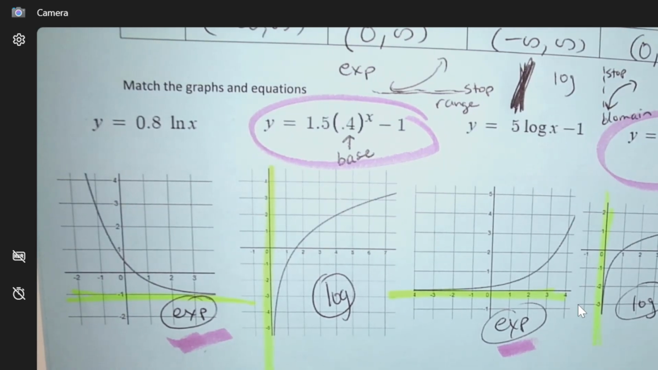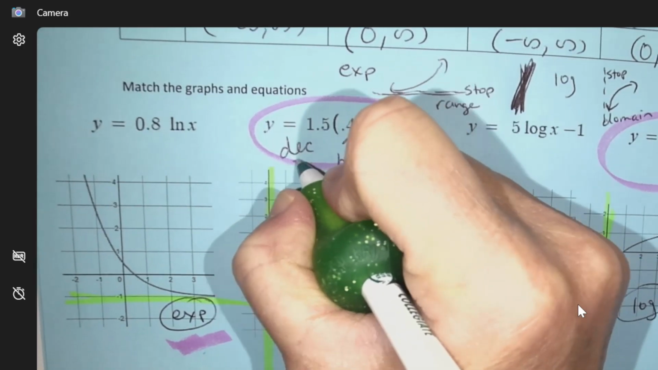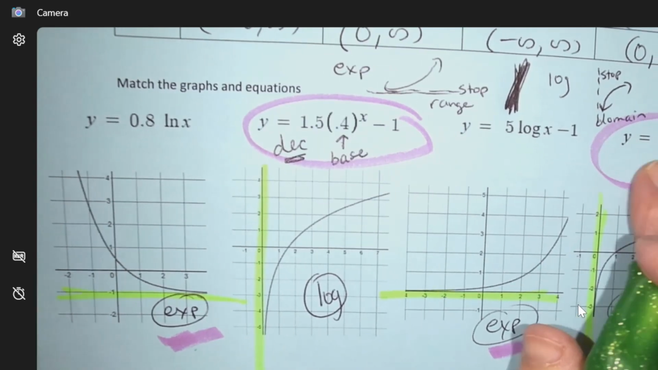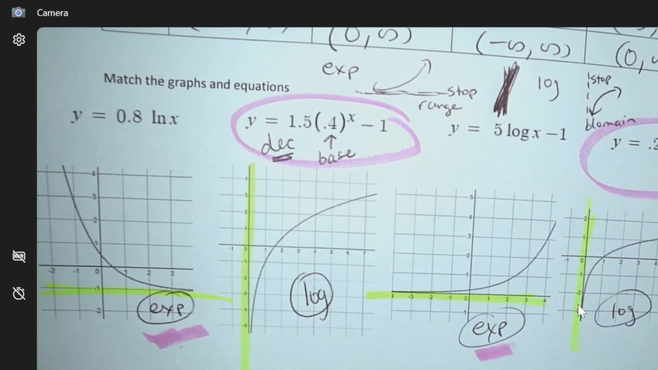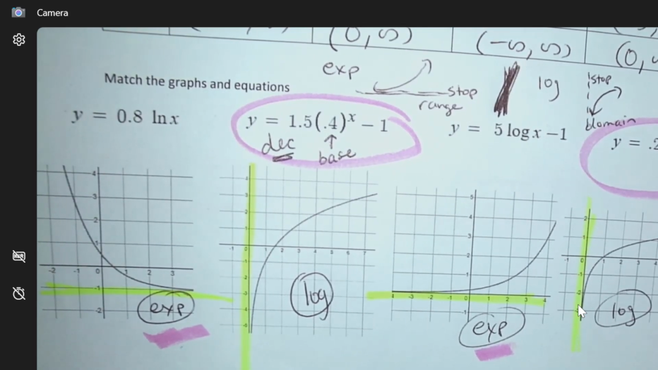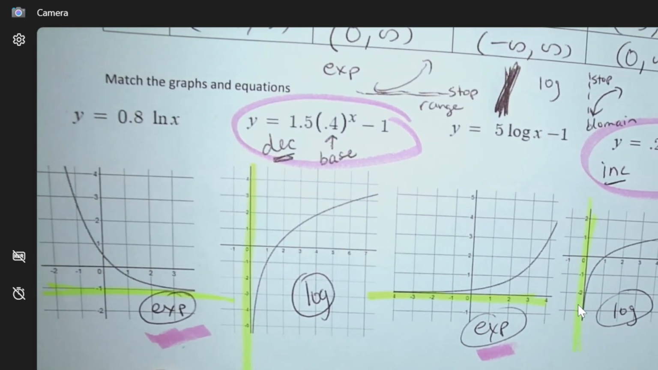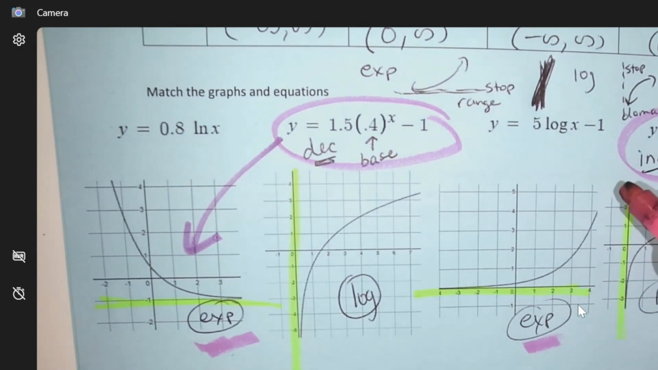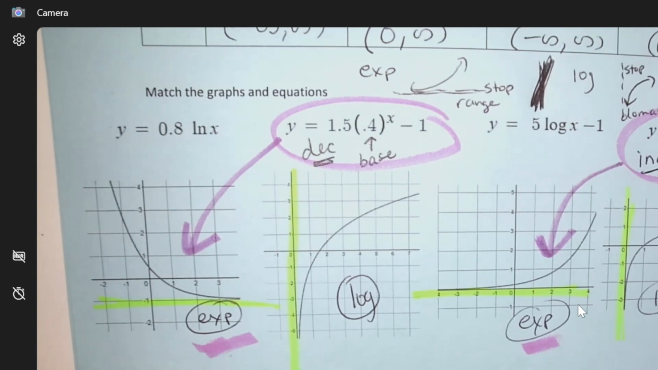This is called the base because that's what the exponent is attached to. 0.4, what would you think about 0.4? Are we going to grow or decrease? Decrease. Looking at the last option, which is the base part, 2 is the base, so that would increase. So now we should match. We have only 2 exponential options here. So this is the decrease one, and this is the increase one.